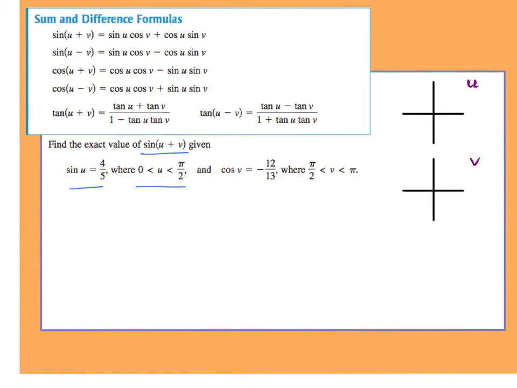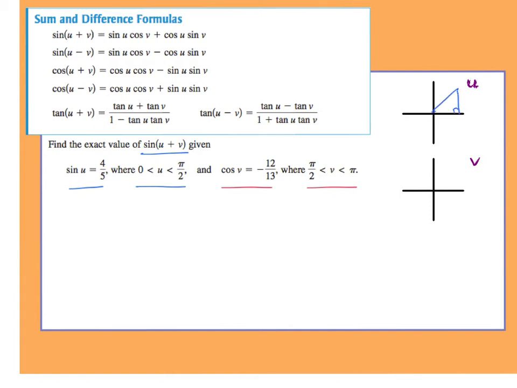And then this next one, I have cosine of v equal to negative 12 over 13, where v is between pi over 2 and pi. So what does that constraint mean? It's in the second quadrant. First one, I have sine of u equals 4/5. So I'm going to draw my u triangle. Now, what quadrant am I going to draw my u triangle in? The first quadrant. So I'm going to draw it in my first quadrant right there.